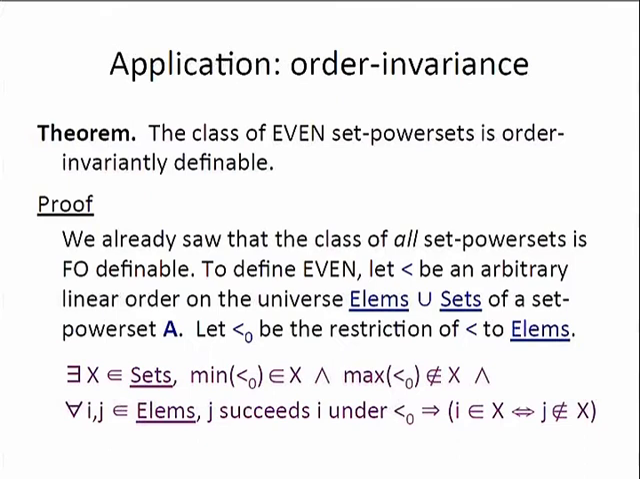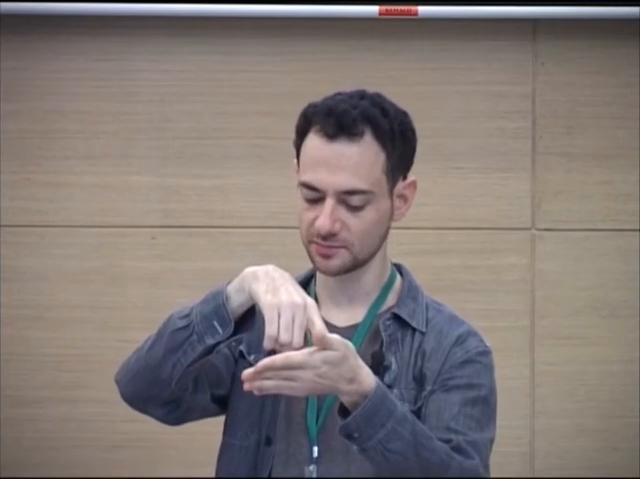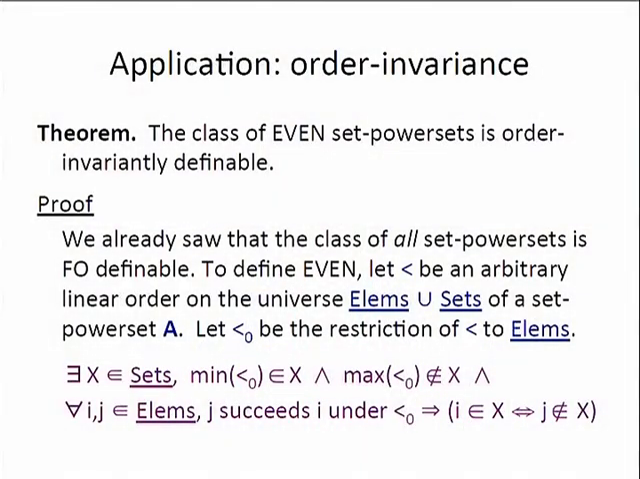Now to define evenness of the set of atoms, we can say the following. Basically, there exists some set which contains the minimal atom according to this linear order, does not contain the maximal atom in this linear order, and for every two consecutive atoms, contains exactly one of them, okay?